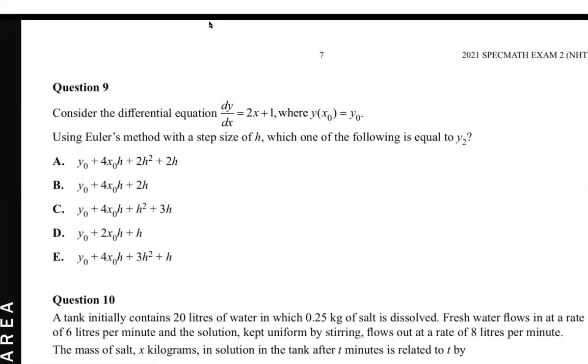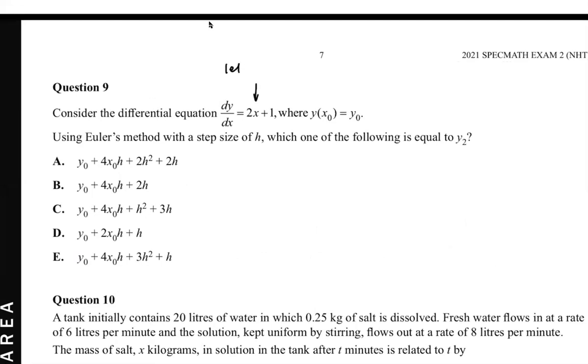Question 9. Consider the differential equation dy/dx equals 2x plus 1, where y of x0 is y0. We want to use Euler's method with step size h to get y2. This time we cannot use our Euler command on the CAS calculator, so I'm going to derive it manually, but finally we're going to use our CAS calculator.